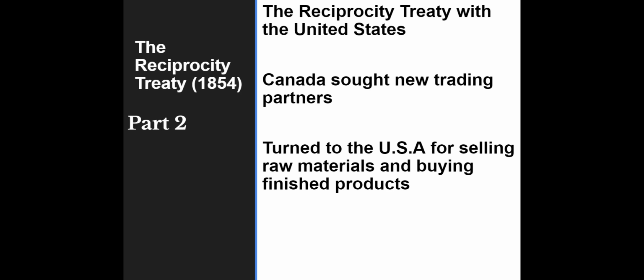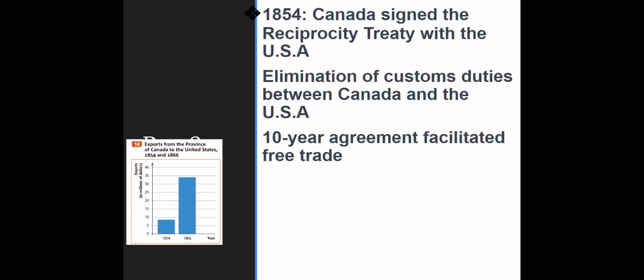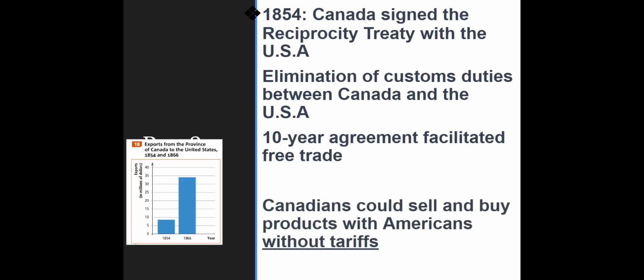So Canada decided to form a treaty with the United States. It was a close neighbor, and they decided that they could trade raw materials, agricultural products, and finished products without taxes. This was a 10-year agreement that facilitated trade between Canada and the United States. It helped boost the economy. And Canada could sell to the Americans without paying custom duties or tariffs.